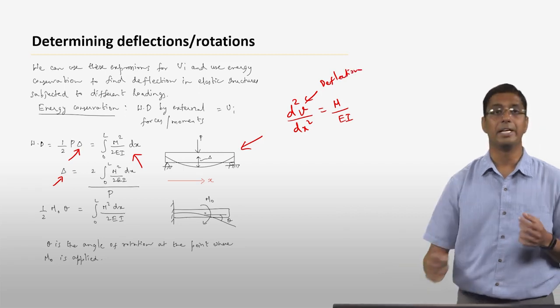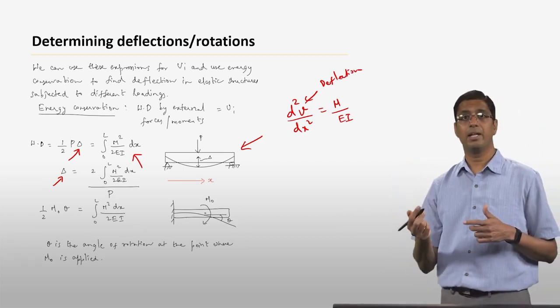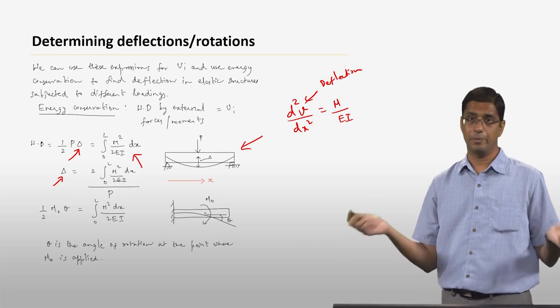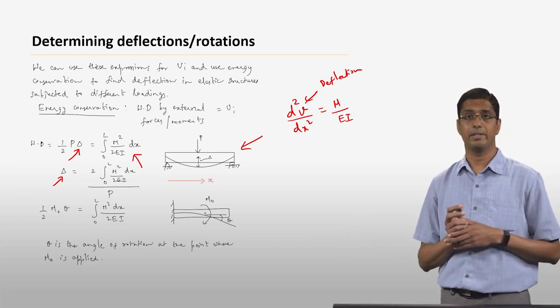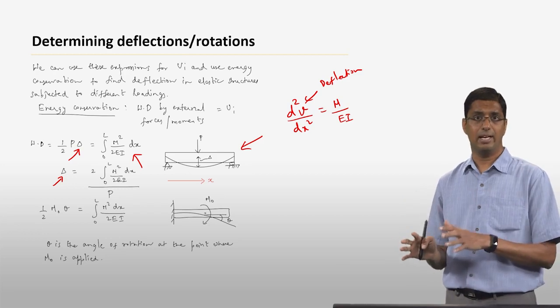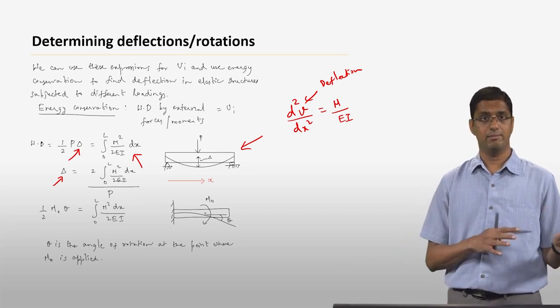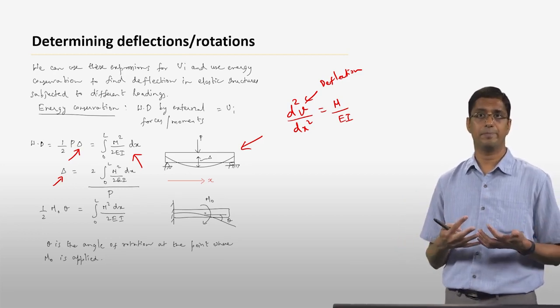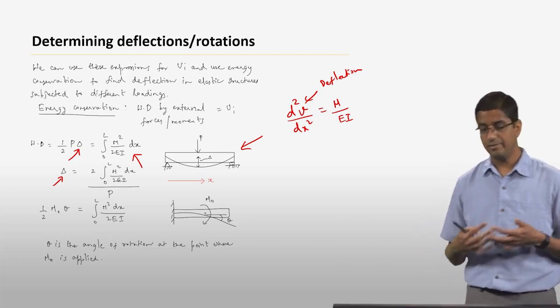Okay, so we'll integrate this expression twice and then find v and apply the boundary conditions to find v. Okay, this is completely different. You find the strain energy and then equate it to the work done, and you directly get what the deflection is. The same thing applies when you apply a moment.